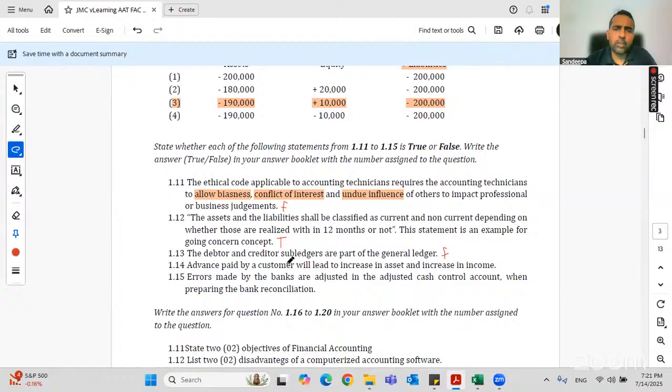Advance paid by the customer will lead to increase in asset and increase in income. When a customer has paid us an advance, definitely our assets will increase. That's true. But just because you received an advance, you cannot say that you can recognize an income. Now think, you are running a carpentry business. For you to manufacture a cupboard, you have received 100,000 advance. As soon as you receive the advance, cash goes up. There's no doubt. But you cannot actually credit income because you haven't delivered the product yet. Therefore, it's a liability, not an income. Therefore, this statement is false.